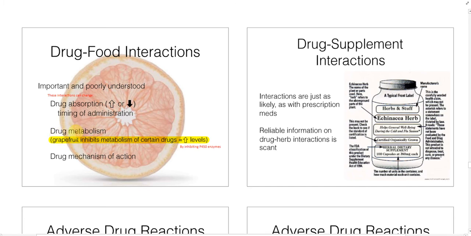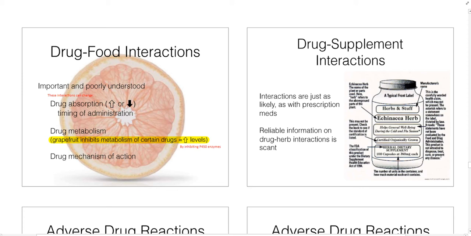It can affect drug metabolism, such as grapefruit. Grapefruit is one of those foods that affects so many meds. It's better off just not to take it. A lot of times, that'll end up with an increase in levels of that medication because the grapefruit will inhibit the P450 enzymes that are used to break down those meds and metabolize them for excretion. Drug-food interactions can also affect the drug mechanism of action.